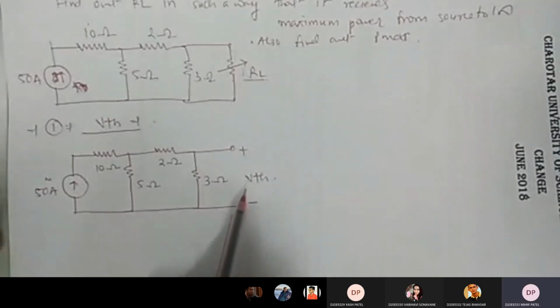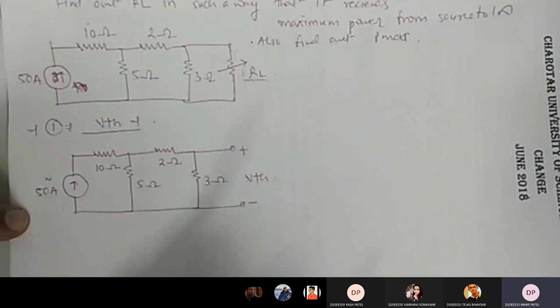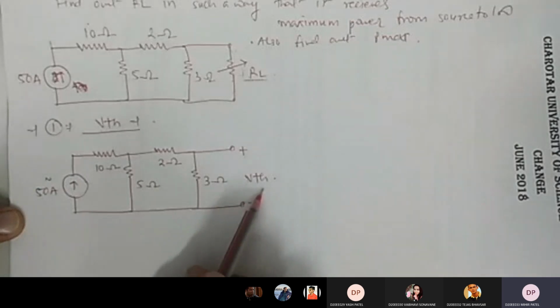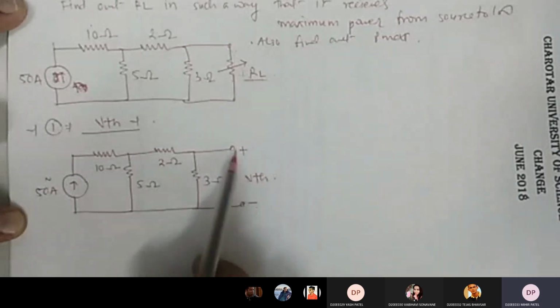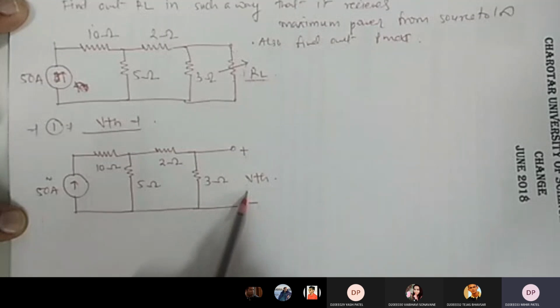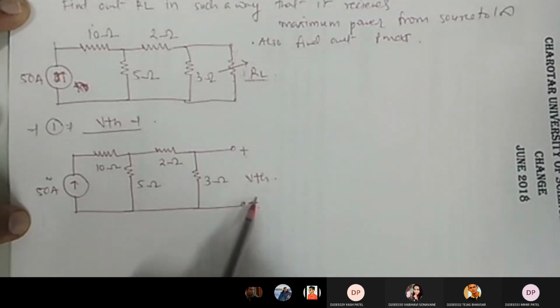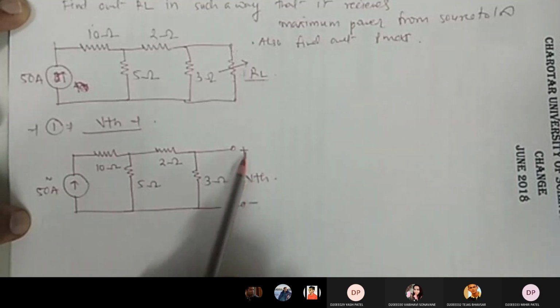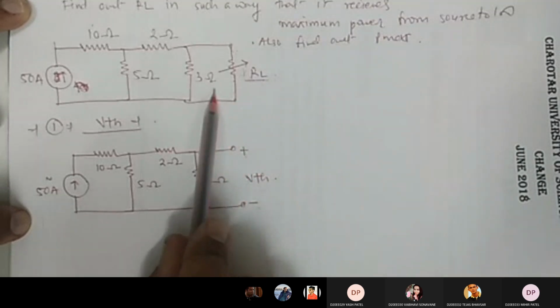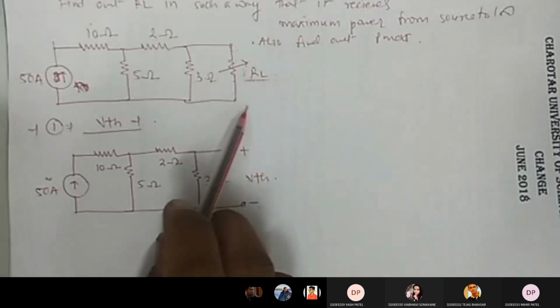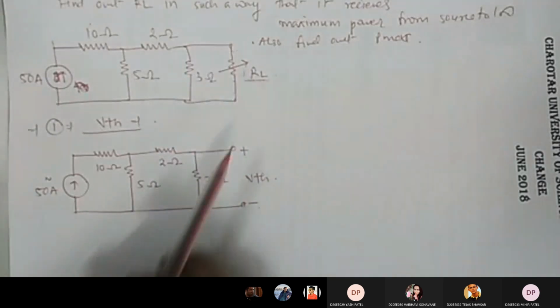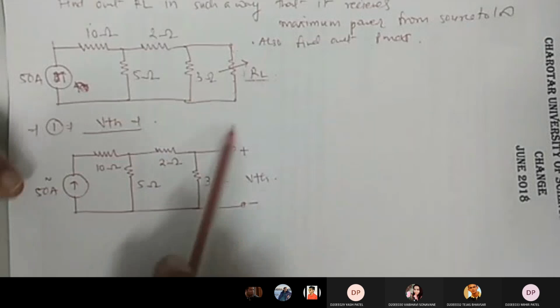Is this a step we have done earlier? Norton's theorem. In Thevenin's theorem, we are making it open circuited, and in Norton's theorem, we are making it short circuited. Revise your notes, so we will get a better idea.